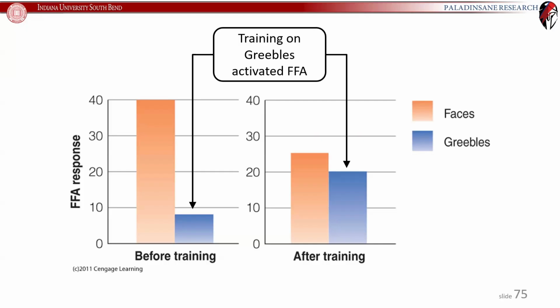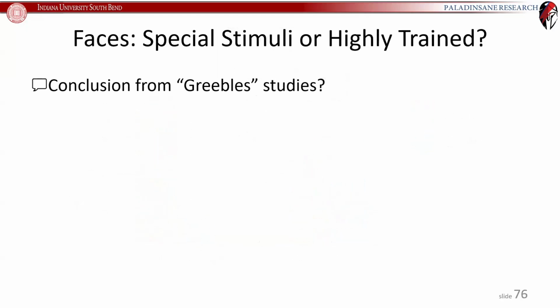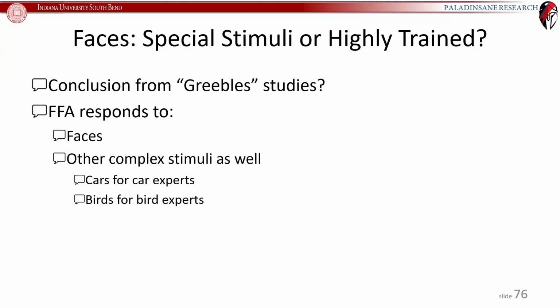But it's good to think about these possibilities because that's where the next generation of ideas will come from. So the conclusion from these Greeble studies was that your fusiform face area responds to faces. That was never in doubt. Everybody agrees. But they say that it responds to complex stimuli as well. So when you become a Greeble expert, the fusiform face area now responds to Greebles.